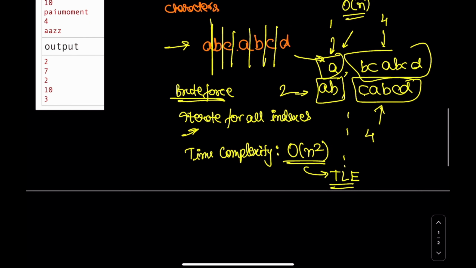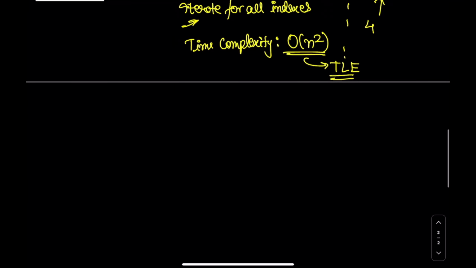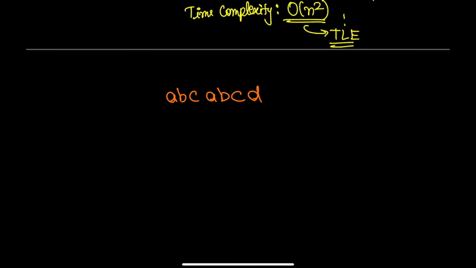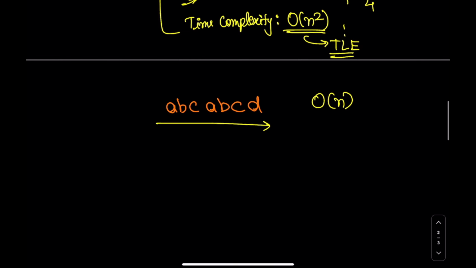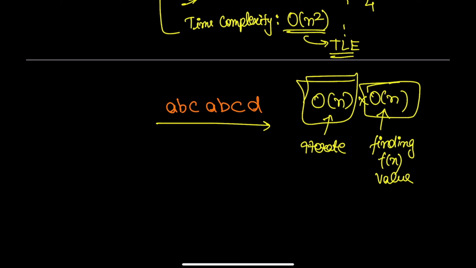Now let's try to improve the approach. Let's try to optimize it. We are given the string abcabcd. One thing that we are sure of is that we need to iterate over the whole string once. So in this brute force approach, we had big O of n into big O of n. This was for the iterating part and this was for finding the f of x value. So we cannot decrease this. So let's try to decrease this value.